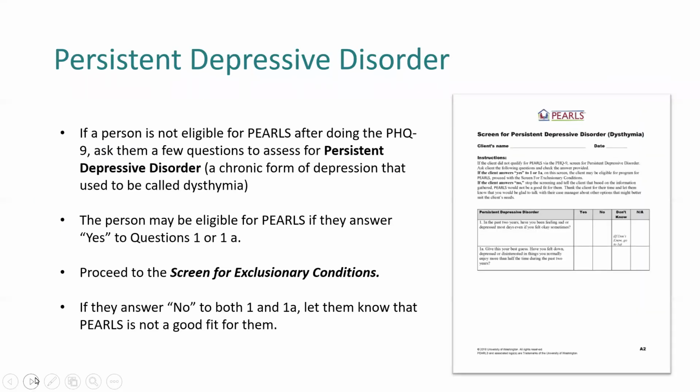This is a screen for a form of chronic depression that used to be called dysthymia. A person may be eligible for PEARLS if they answer yes to question 1 or 1A on this screen. In that case, you'll then proceed to the screen for exclusionary conditions. If they answer no to both 1 and 1A, let them know that PEARLS is not a good fit for them, as they don't appear to have clinically significant depression. We'll talk later in the module about how to talk with them about other resources.